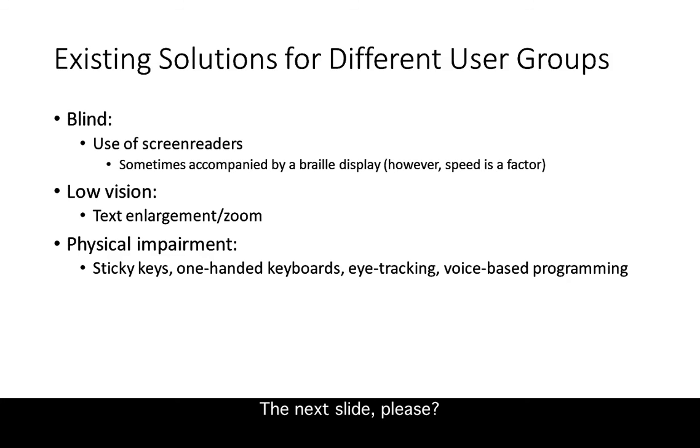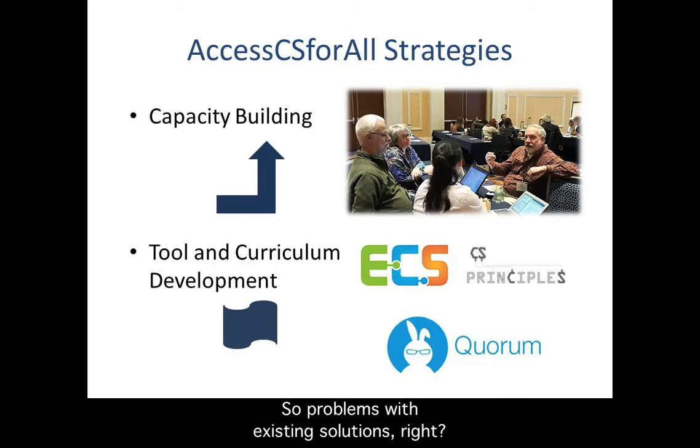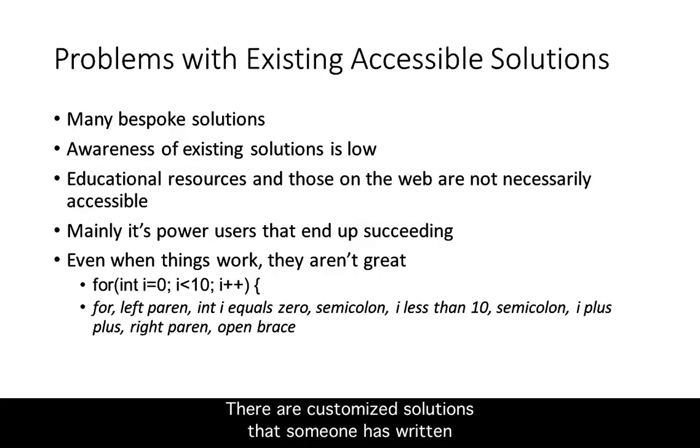The next slide, please. So problems with existing solutions, right? So there's a lot of bespoke solutions out there. There are customized solutions that someone has written for themselves or gotten a friend or colleague to help with. There are everything from screen reader specific scripts to the different editor macros that some folks will use to make life easier because certain toolbars are not accessible or environments are not accessible. And the problem is that these heavily customized solutions might work for one person, but they don't necessarily work for everyone. And even if they did work for others, there's now an awareness problem.